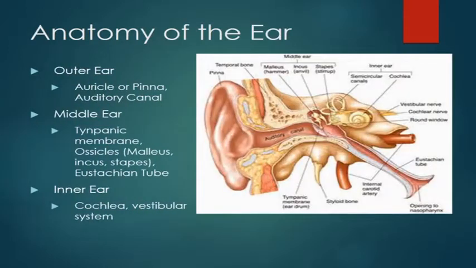Anatomy of the ear. There's the outer ear, the middle ear, and the inner ear. The outer ear consists of the auricle or pinna, which collects sound. The middle ear has the tympanic membrane or eardrum and conducts sound by vibrating. Ossicles, or tiny bones, the malleus, incus, and stapes, act like a lever system to conduct sound. The eustachian tube equalizes air pressure in the middle ear. The inner ear is fluid-filled. The cochlea is snail-shaped and contains hair cells.